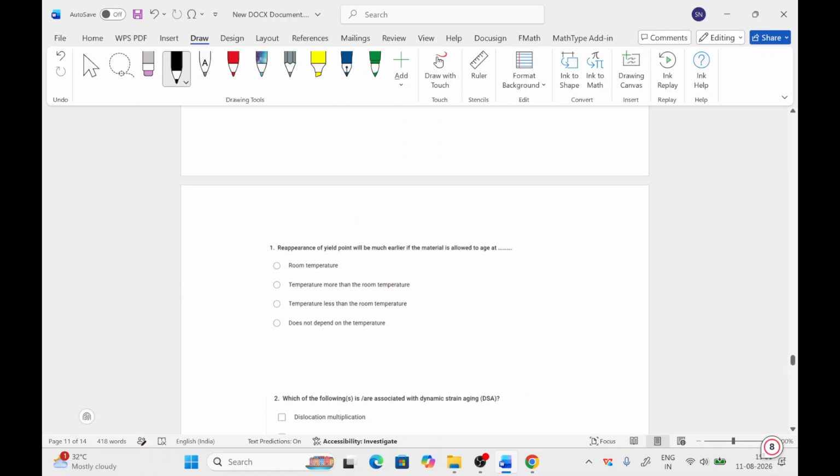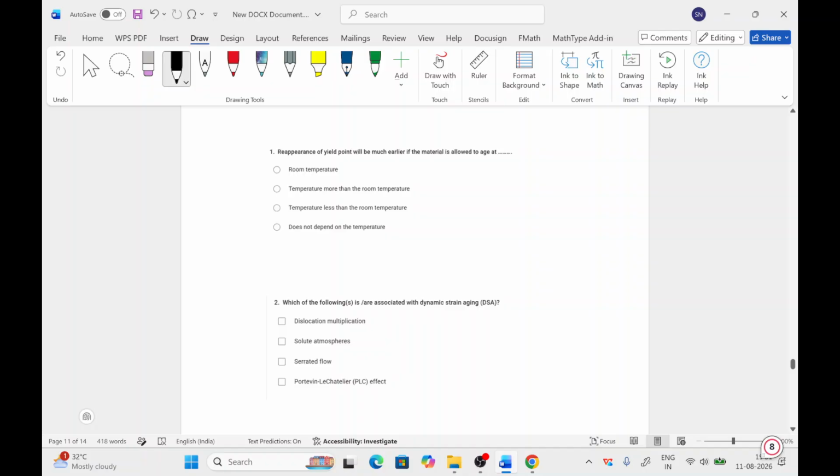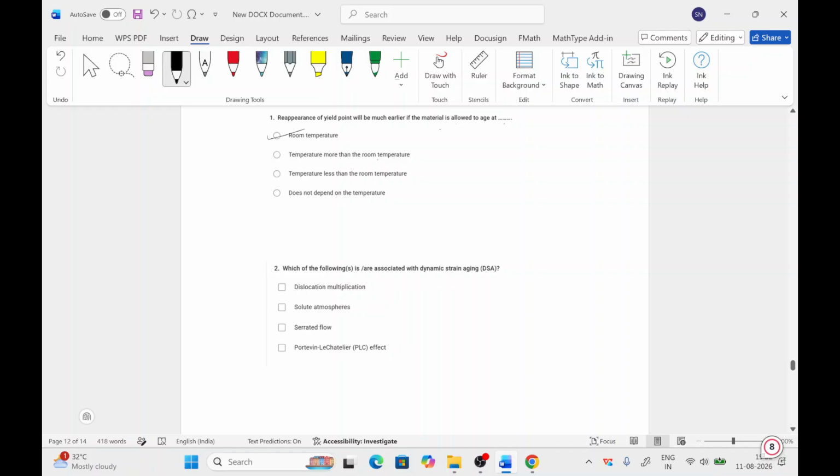Some more questions are there. First is the reappearance of yield point will be much earlier if the material is allowed to age at temperature more than the room temperature. Much earlier if the material is allowed to age at room temperature. Because at room temperature the diffusion is low, so dislocation cannot be pinned again by the solute atoms. So at room temperature, the yield point will appear easily if the aging is done at room temperature.